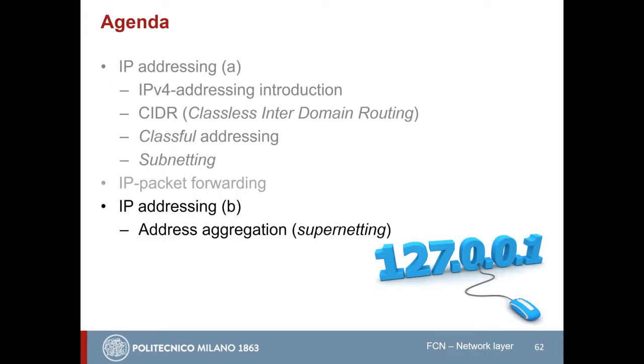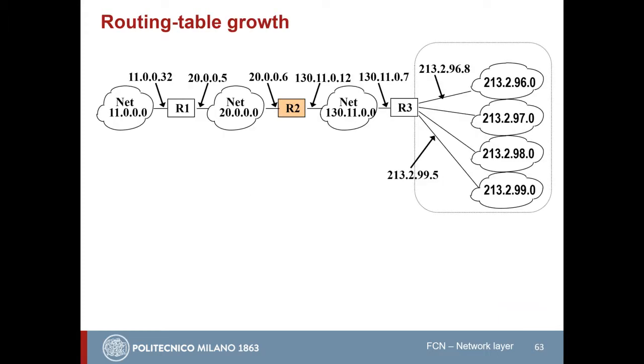Last information about addressing is address aggregation, which is basically the opposite of subnetting. In fact, it's also called supernetting. Address aggregation is the extension of the concept that we have already seen, that packets are routed according to not the destination IP address, but the destination network. This is the first level of aggregation.